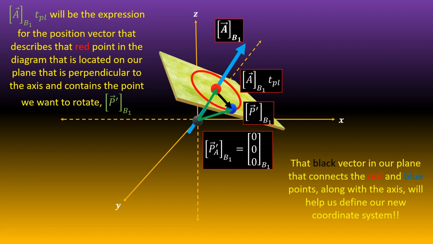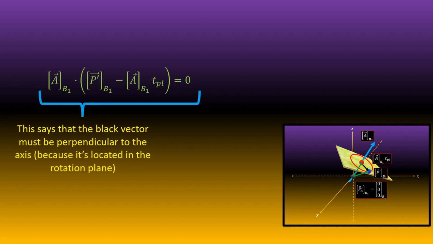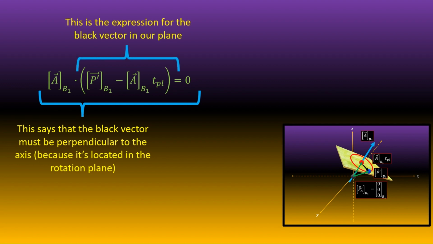So right now we're going to use this to help us define our rotation plane, because we haven't done that yet. So we'll do that now. Alright, so now we have this equation over here that says that the dot product between these two vectors on either side of it is equal to 0. This means that they are perpendicular. It says that the black vector must be perpendicular to the axis. And this expression in the parentheses will be the black vector, whereas the one that's not in parentheses is your axis.